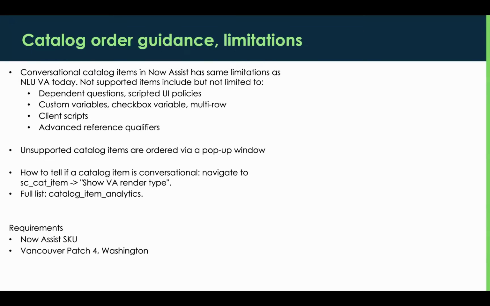So, some requirements for a Now Assist Virtual Agent to use conversational catalog ordering. Obviously, you need a service catalog, and I hope you all have something like that in some respects. And then you do need the Now Assist SKU for Now Assist VA. You need at least Vancouver Patch 4 or Washington. If you're one of the go-getters and you're using Washington early availability, you can use that today.